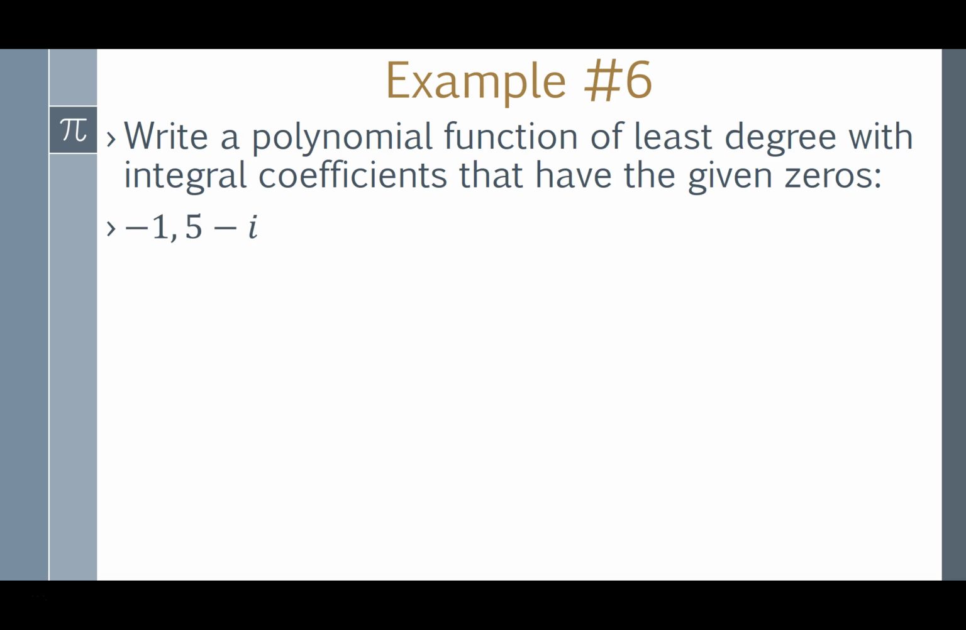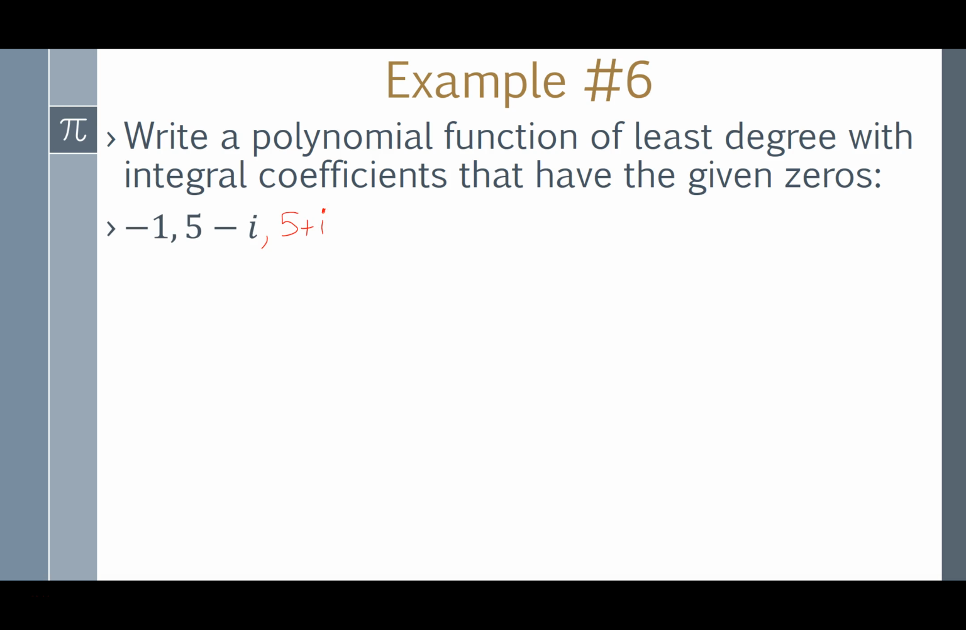And then on top of that, integral coefficients mean we're assuming that there are no fractions in front of these numbers. So we're just going to assume that it's just nice factors and there's no other number that could have factored out from the expression. So we're told we have -1 is one solution, and then 5 minus i is another. Well, that means then 5 plus i is a third solution.